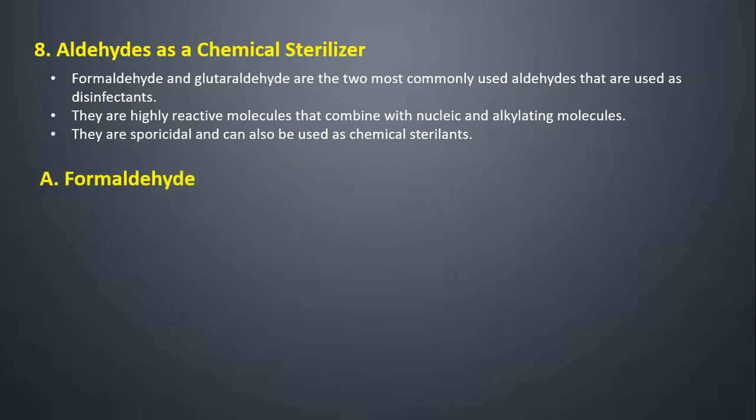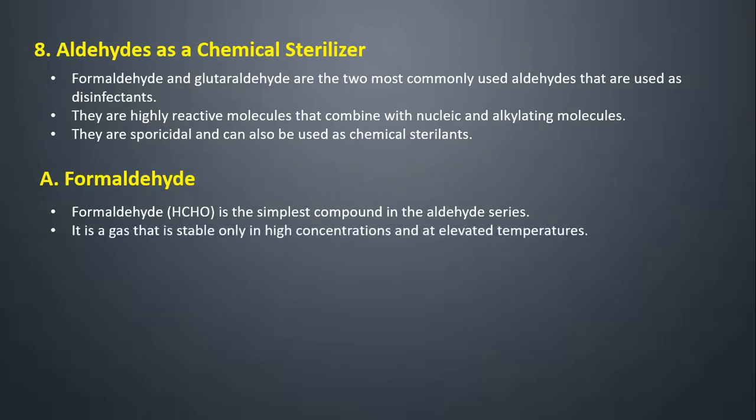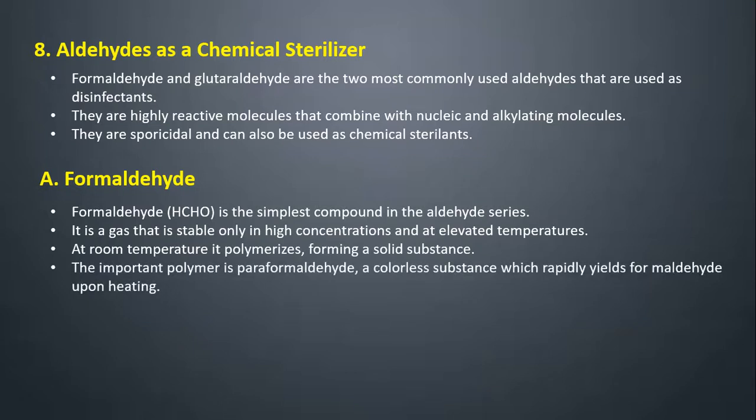Formaldehyde. Formaldehyde, HCHO, is the simplest compound in the aldehyde series. It is a gas that is stable only in high concentrations and at elevated temperatures. At room temperature, it polymerizes, forming a solid substance. The important polymer is paraformaldehyde, a colorless substance which rapidly yields formaldehyde upon heating.